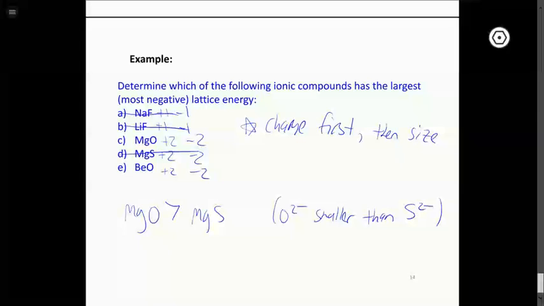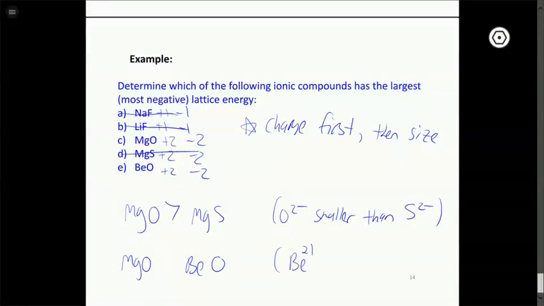And then if we compare magnesium oxide to beryllium oxide, again, these ones only differ with respect to one ion. Beryllium is smaller than magnesium. It's up higher on the periodic table. So its valence electrons are closer to the nucleus. So beryllium 2+ is smaller than magnesium 2+, which means that this one is going to have a stronger interaction and it's going to have a larger lattice energy. So the one that wins at the end is beryllium oxide.